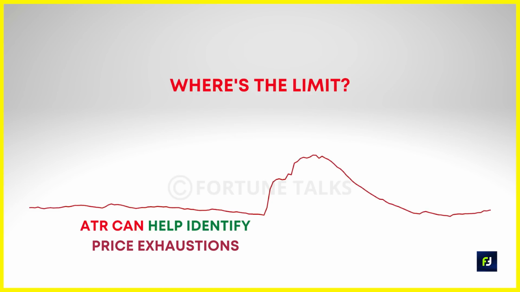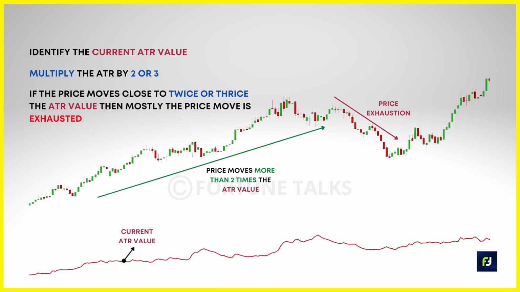Now here's how you can do it. First of all, identify the current ATR value and then multiply it by 2 or 3. So if the market moves 2 times the ATR value, then it could possibly be exhausted. Now, I don't suggest you trade this concept in isolation. Instead, combine it with support and resistances or other areas of value, and then there is a high chance that you'll find yourself identifying market reversals ahead of anyone else.